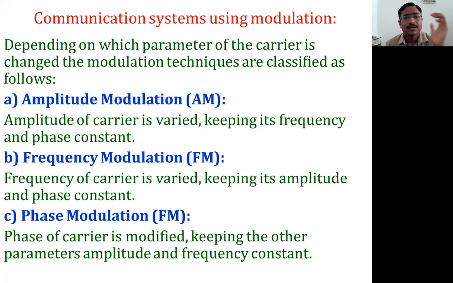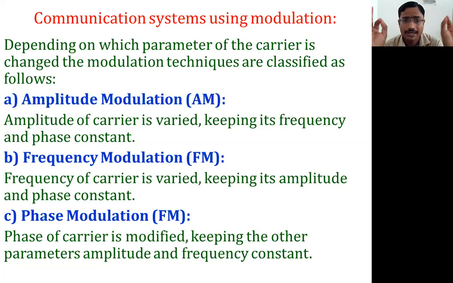Amplitude modulation is the process in which the amplitude of the carrier is varied by keeping its frequency and phase constant. Frequency modulation is the process in which the frequency of the carrier is varied by keeping its amplitude and phase constant. Phase modulation is the process in which the phase of the carrier is changed by keeping the other two parameters constant.